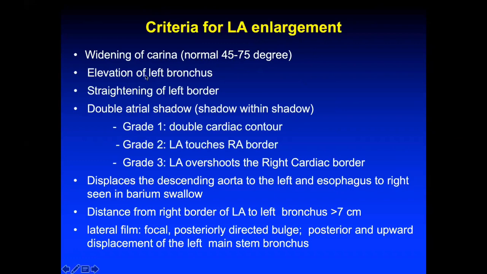Second will be the elevation of the left bronchus, so the left main bronchus is being elevated. There is straightening of the left heart border. Then there is a double atrial shadow, that is, a shadow within the shadow.